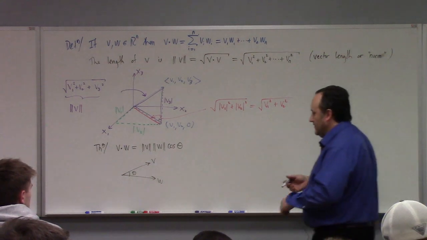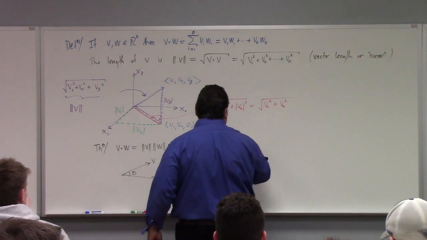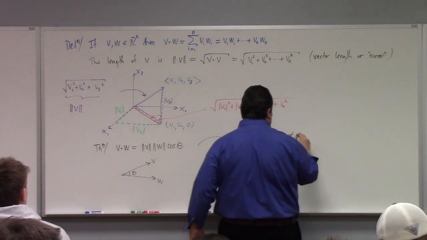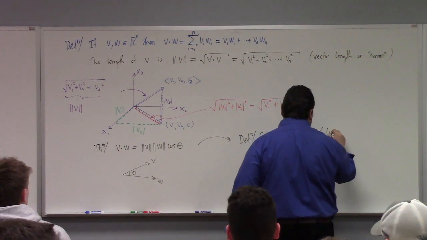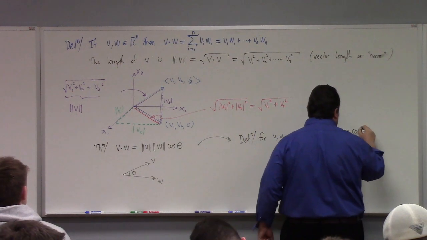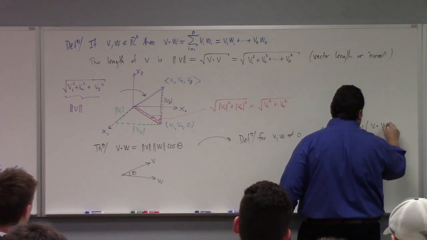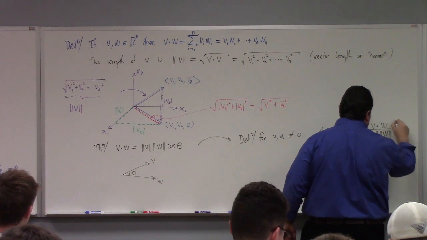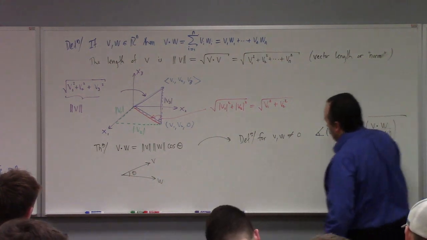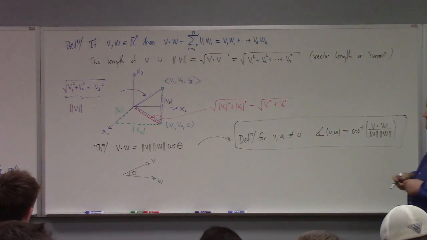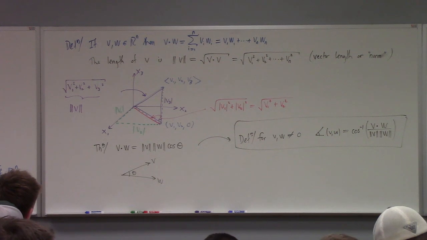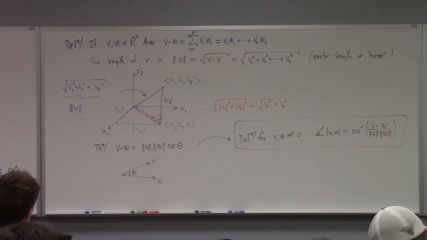So this basically gives us a definition for V and W not equal to 0. The angle between V and W is by definition the inverse cosine of V dot W divided by the product of their magnitudes, the product of their lengths, that is. So this gives us a definition for the angle between vectors. We use the dot product to define the angle between vectors in n dimensions. This works for 2 dimensions, it works for 3 dimensions, it works for 13 dimensions, because the dot product is defined in all of those.